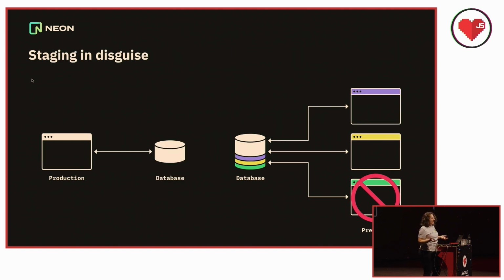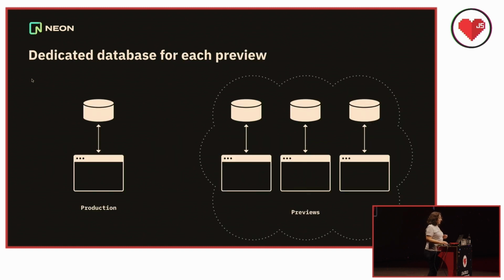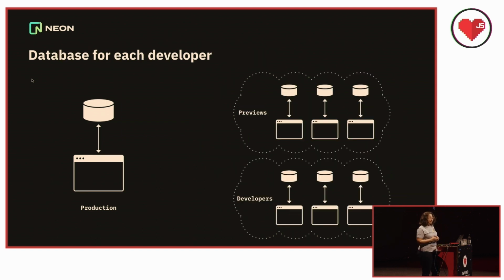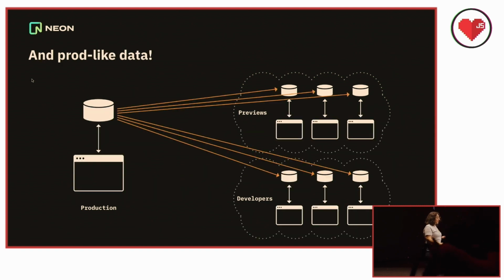Well, perhaps I can have a separate database for production. But then all of my previews, would they sit still on top of the same database? That's just staging in disguise. We don't want that. We don't want different developers and engineers and features affecting each other and breaking each other. So in fact, what we want is a database for each preview. Moreover, a database for each developer environment. And perhaps, occasionally, at least, we also want to get fresh data into that database.